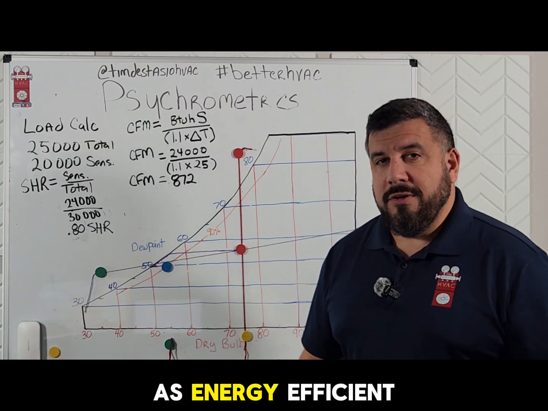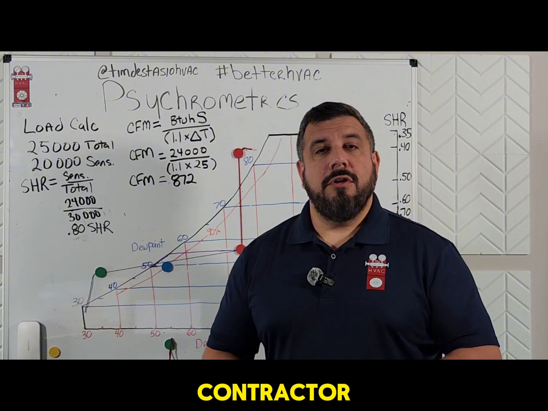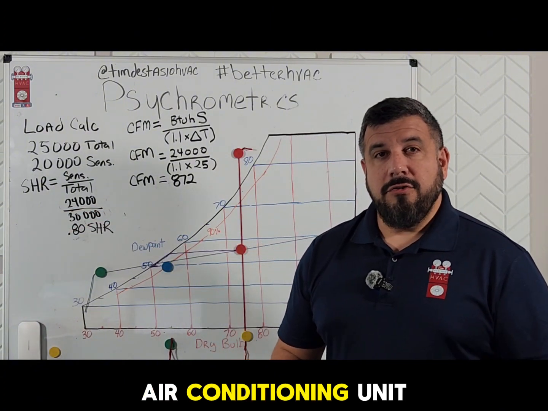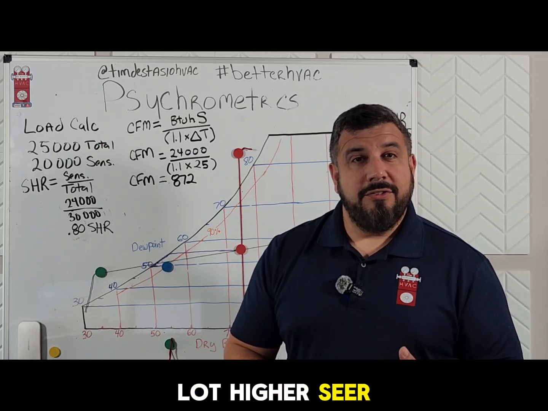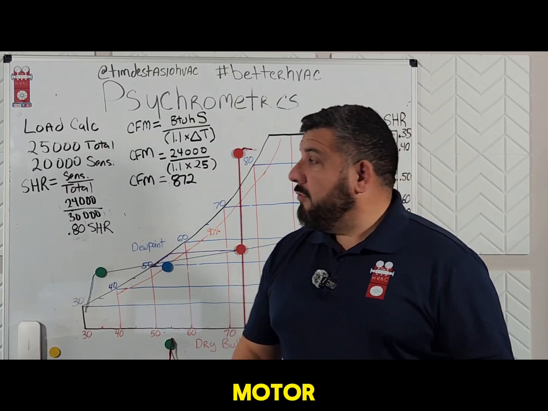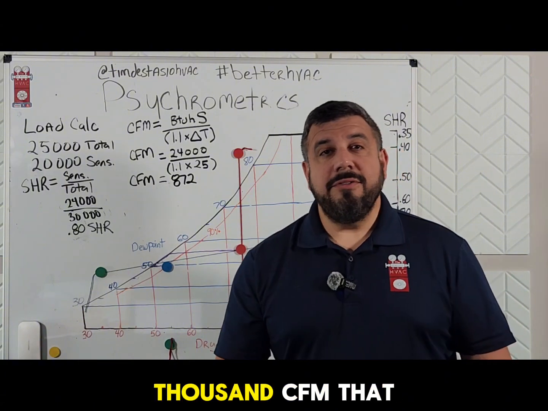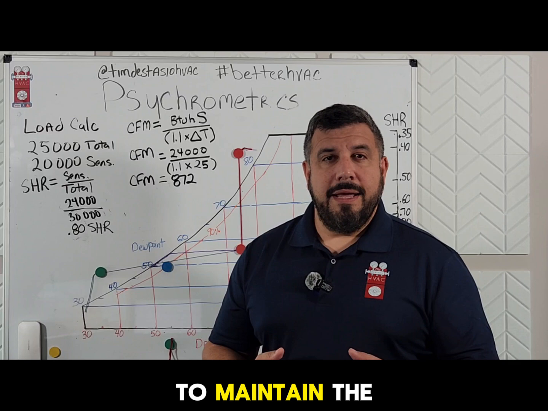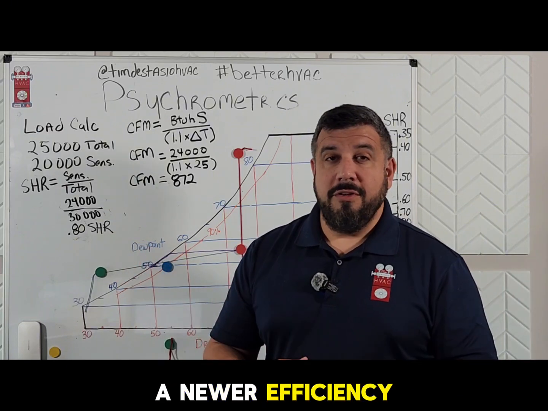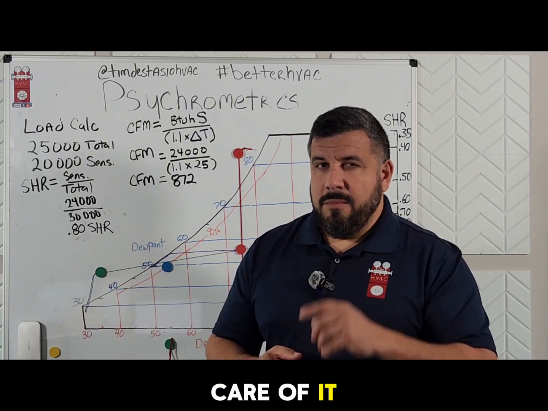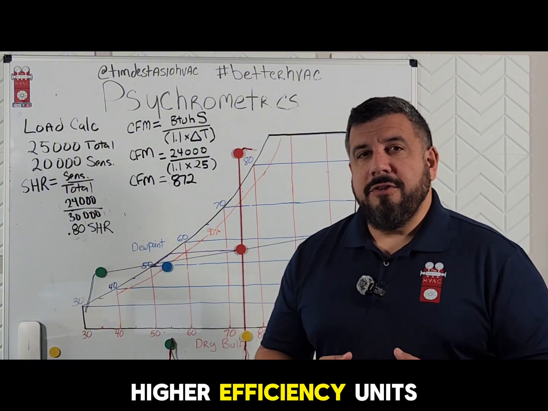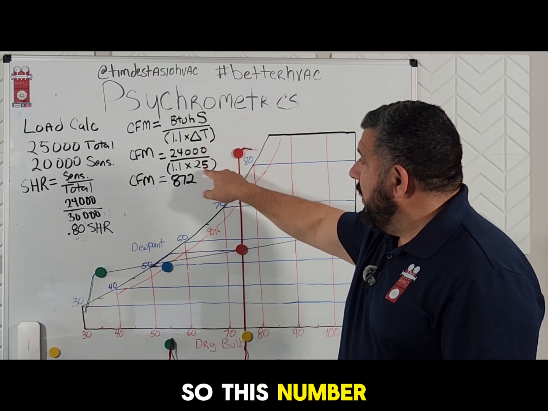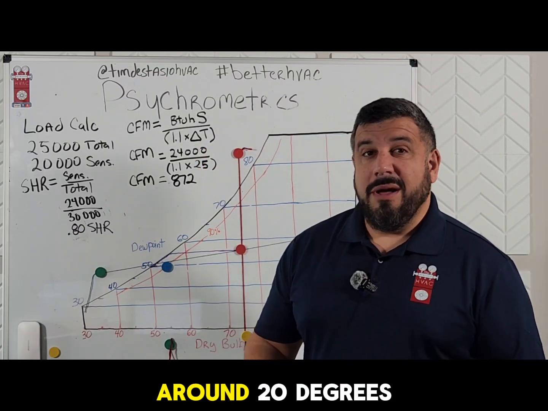Maybe it wasn't as energy efficient, but then you go as a contractor and you sell them a new 2.5 ton or 30,000 BTU air conditioning unit, and it's a lot higher SEER, and now it has an ECM motor, so we're going to be able to definitely move that 1,000 CFM that we wanted to move before. But are we going to be able to maintain the same conditions? Well, you would think, I've got a newer efficiency unit, I should be able to take care of it. But here's the problem. Newer, higher efficiency units don't have as high of a temperature drop. So this number is a lot lower. A lot of times it's only around 20 degrees.